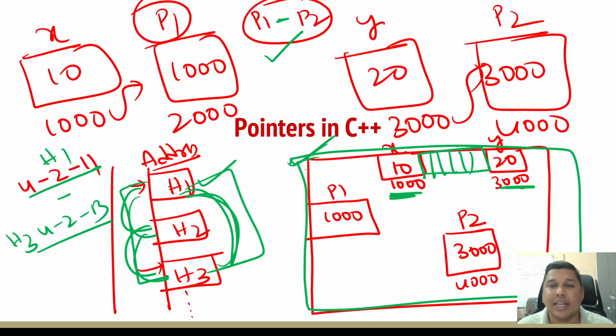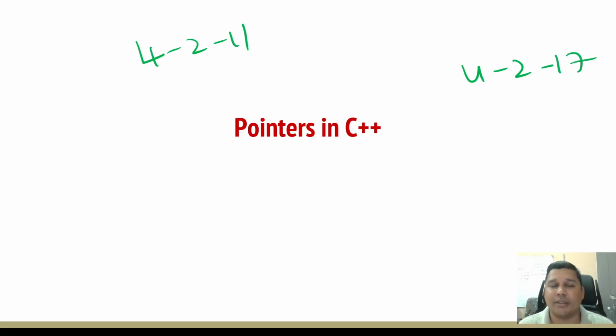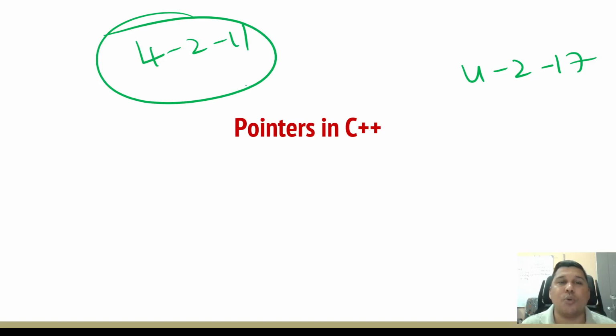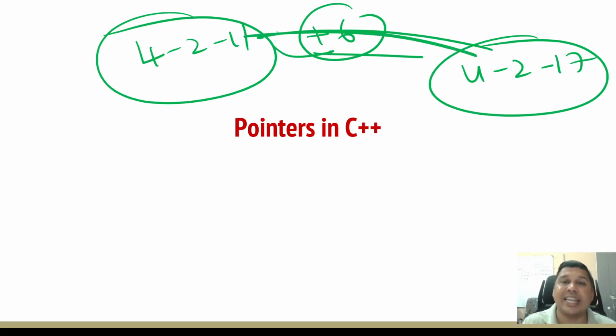Somebody tells their house address is 4-11. Somebody tells they are in the same street. I am in the same street with house number 17. It means when you know this is your friend's home, from here you have to cross 6 houses to reach your friend's home. You are able to tell. How are you able to tell? You are calculating the difference between the addresses.